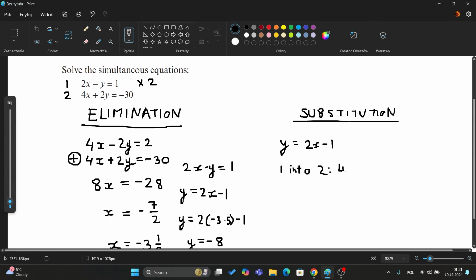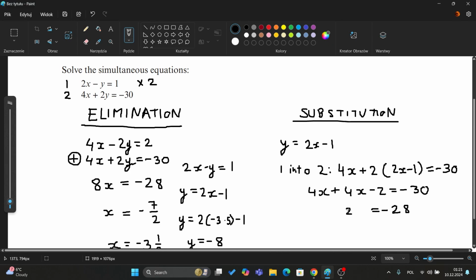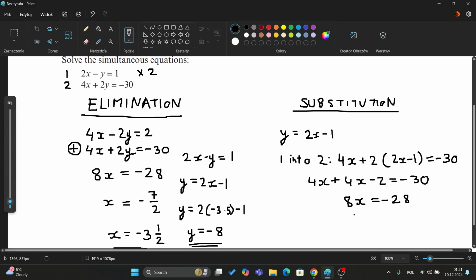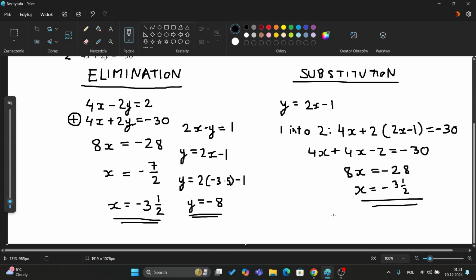So that means 4x plus 2 of y is going to be equal to negative 30. And now if we tidy all this together, we are going to have negative 28 equal to 8x. So again we have 8x equals minus 28 and x equals negative 3.5. Now by using the y equation, we can substitute the value of x into y, and that's how we get y equals negative 8.